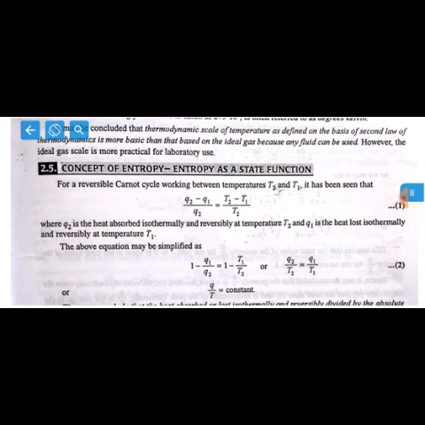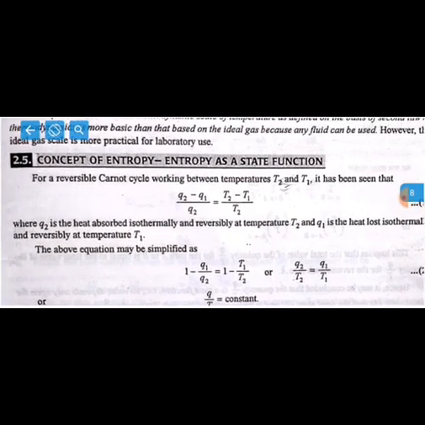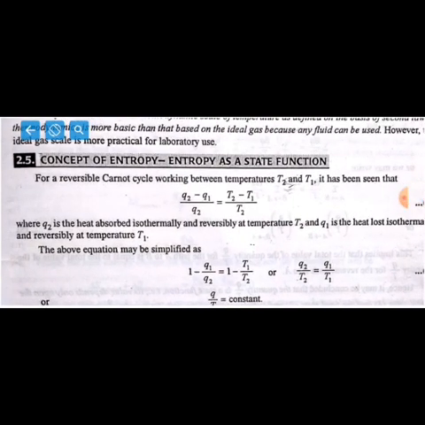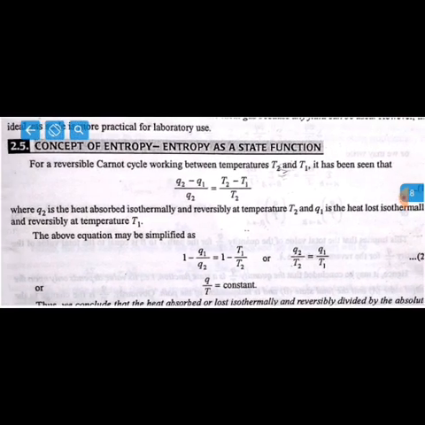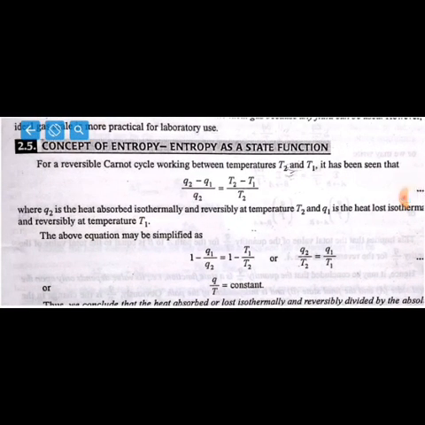Concept of entropy. Entropy as a state function. For a reversible Carnot cycle working between temperatures T2 and T1, it has been seen that Q2 minus Q1 divided by Q2 is equal to T2 minus T1 divided by T2, that is equation 1, where Q2 is the heat absorbed isothermally and reversibly at temperature T2 and Q1 is the heat lost isothermally and reversibly at temperature T1.